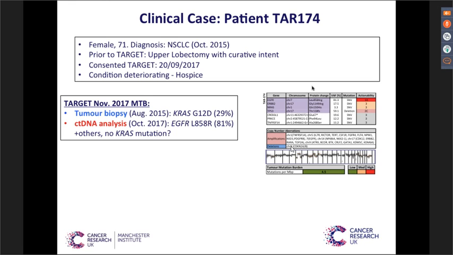So we did the tumor and the ctDNA analysis. The tumor identified a KRAS mutation, but the ctDNA analysis identified a whole slew of different mutations that weren't picked up in the tumor. This was unusual because normally the concordance between tumor and ctDNA is very good, so we were a bit worried. We did SNP analysis to convince ourselves that we were working on the correct material, and we were.